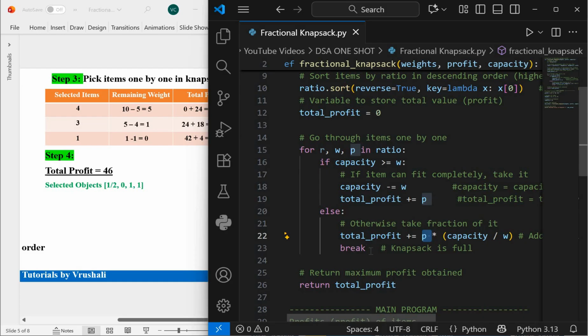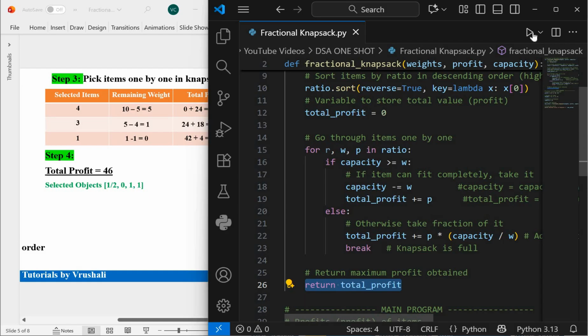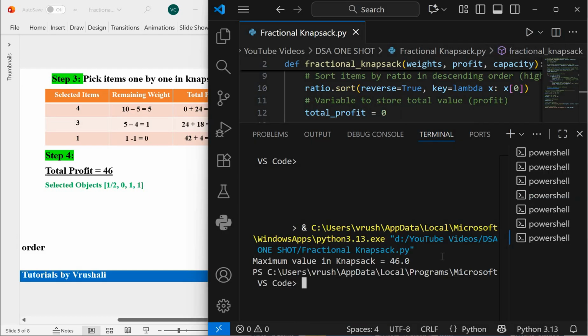And break indicates stop, meaning our knapsack is full, our bag is full. So this is the basic logic of our fractional knapsack problem. At the end it returns the total profit. Just execute the program. See, our maximum value in knapsack is 46.0. This is our total profit.